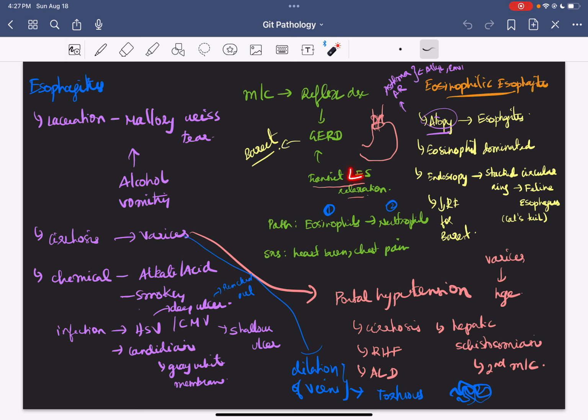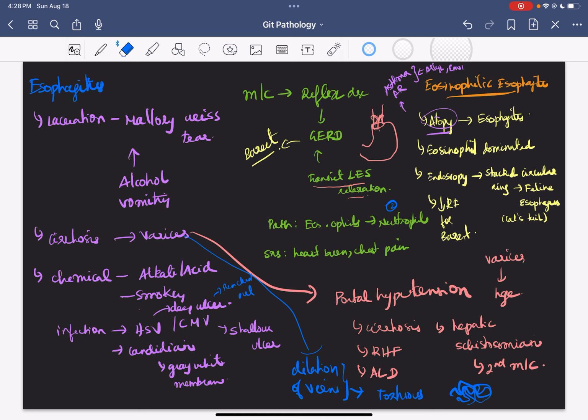This is mainly due to transient LES relaxation. When there is transient temporary LES relaxation, that means the esophagus is allowing the stomach to put gas inside the esophagus here and there. As a result, the lining there becomes eroded, and that causes your GERD and in the future Barrett's esophagus. Okay, what's the pathophysiology?